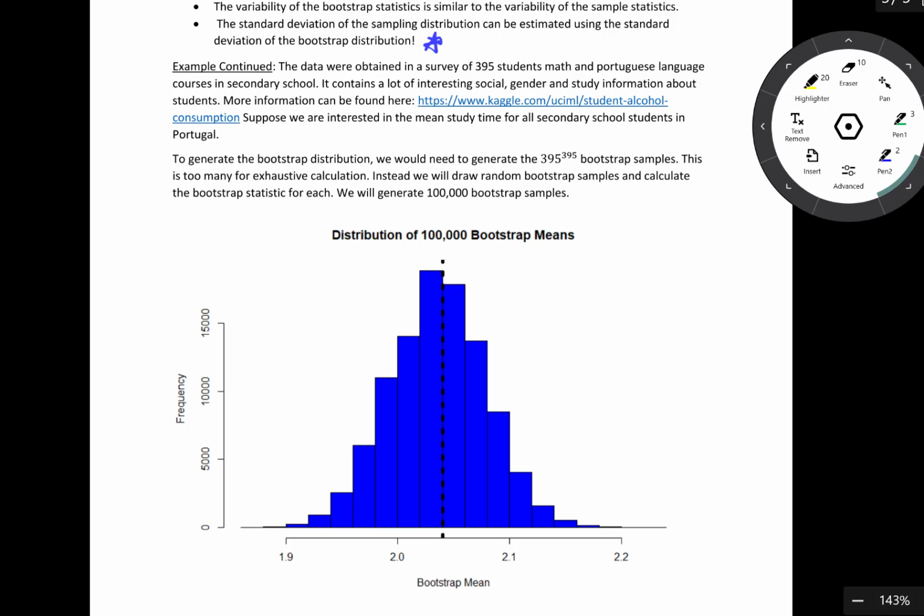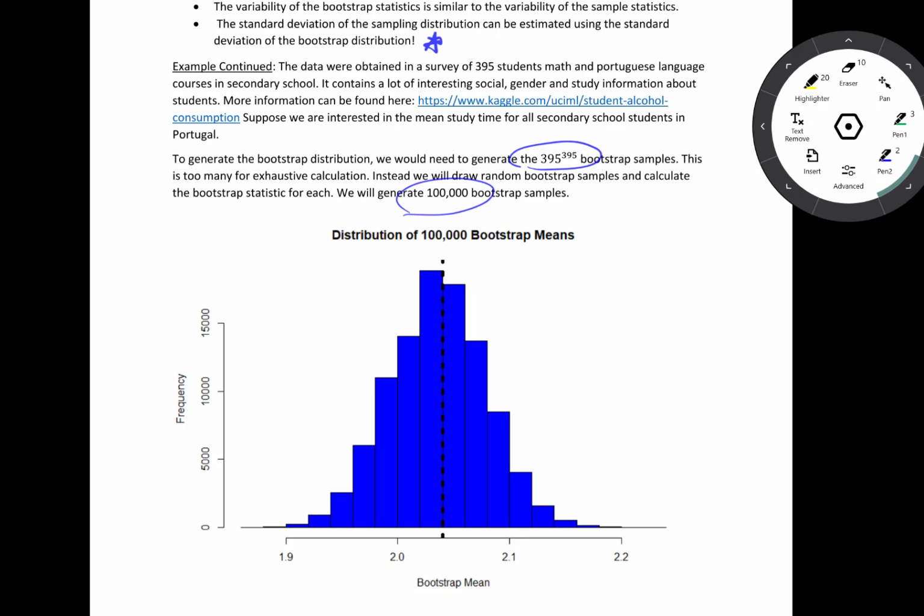To generate the Bootstrap distribution, notice we would need a lot of Bootstrap samples if we were actually going to generate all of the possible Bootstrap samples. In practice, this is generally too many for exhaustive calculation. So instead what we do is we draw random Bootstrap samples and calculate the Bootstrap statistic for each. In this case, I generated 100,000 Bootstrap samples.